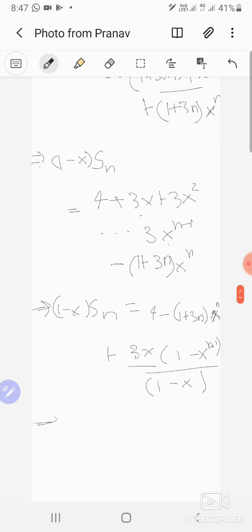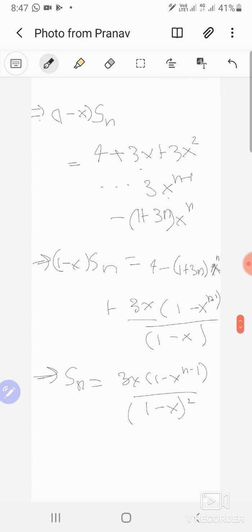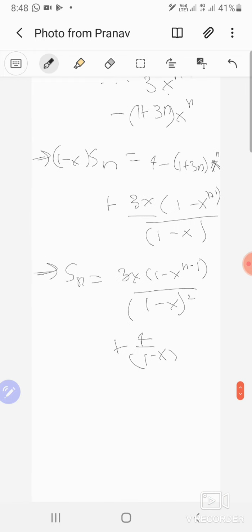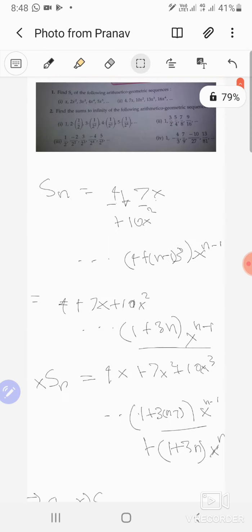divided by 1 minus x. That gives me Sn equals 3x into 1 minus x raised to n minus 1 upon 1 minus x squared, plus 4 upon 1 minus x, and then minus (1 plus 3n) into x raised to n upon 1 minus x. That's going to be the answer, no problem. I'll just move on.